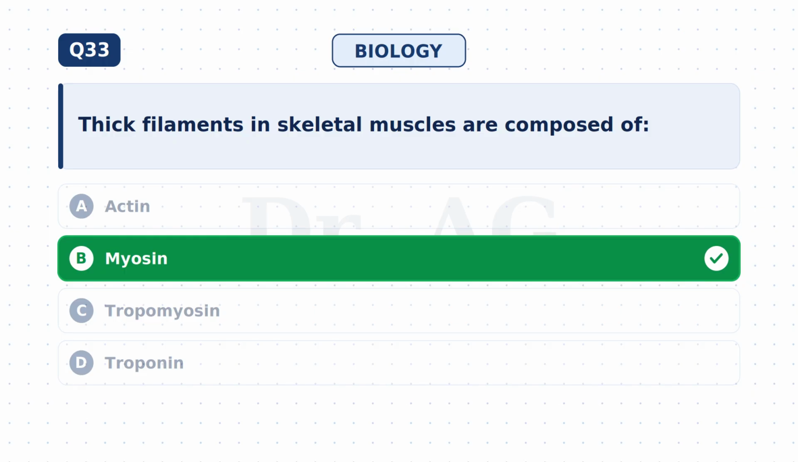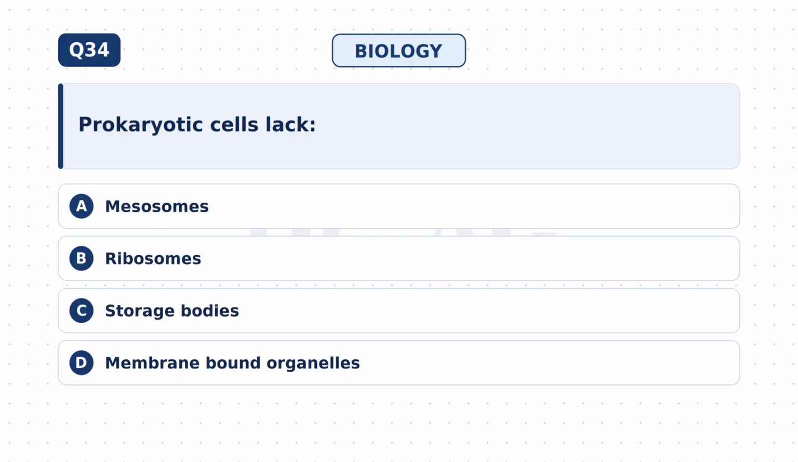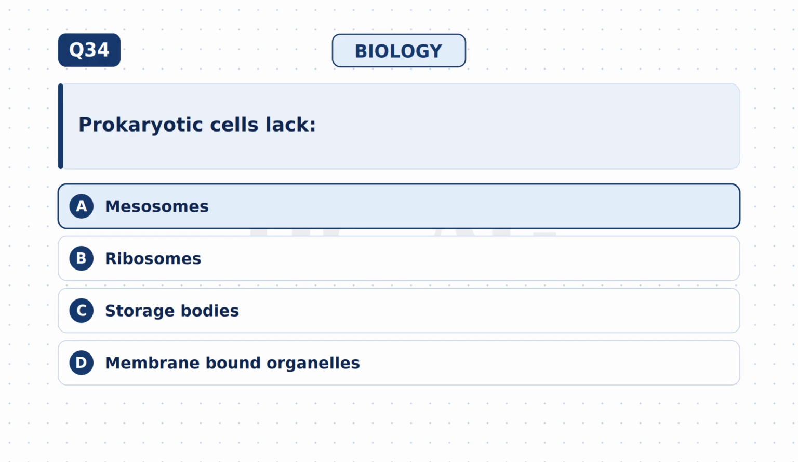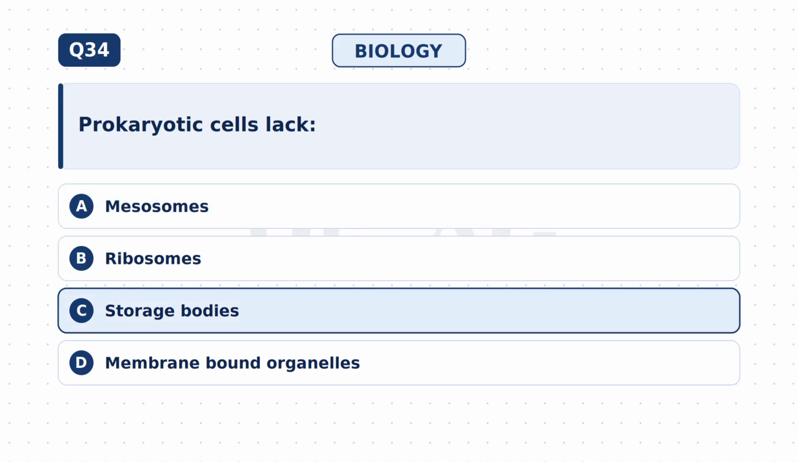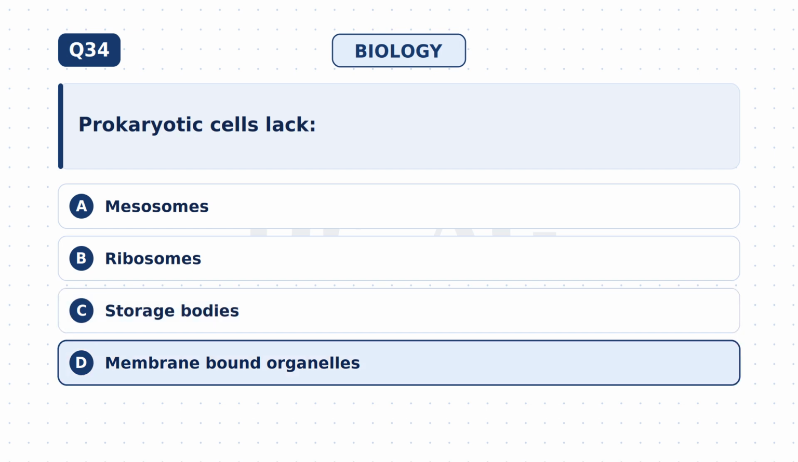The correct answer is B, myosin. Question 34. Prokaryotic cells lack: Option A, mesosomes. Option B, ribosomes. Option C, storage bodies. Option D, membrane-bound organelles.